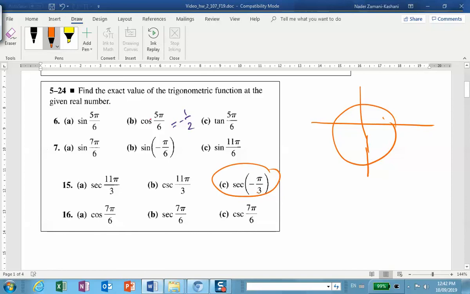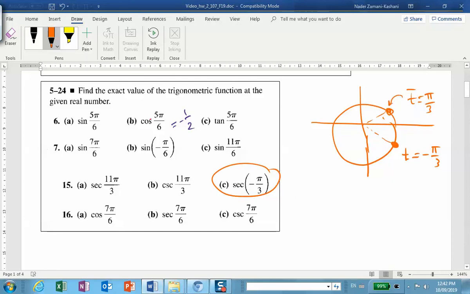Minus pi over 3 is going to go in the clockwise direction by the amount pi over 3, so it's right there, the same location as before, but that's minus t is equal to minus pi over 3. The reference number for this is the same as pi over 3. Shortest distance, so it's going to land you up here. This is the reference number.